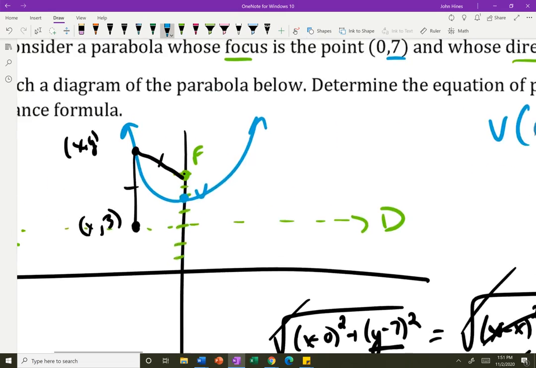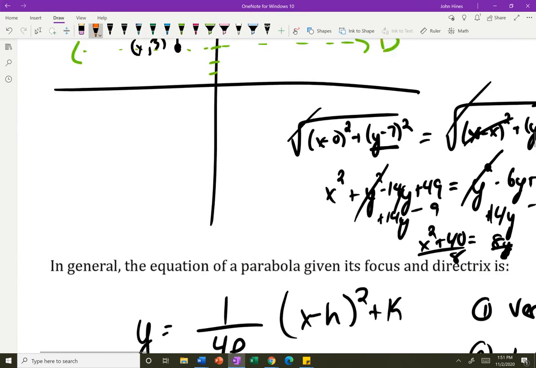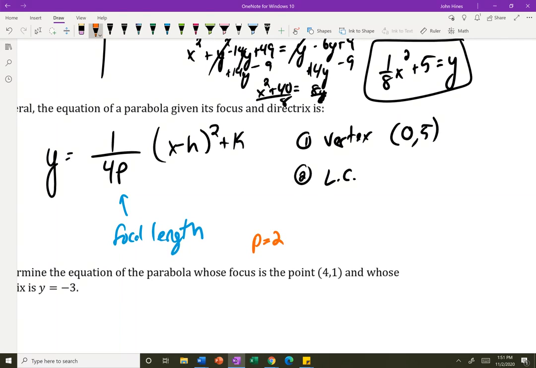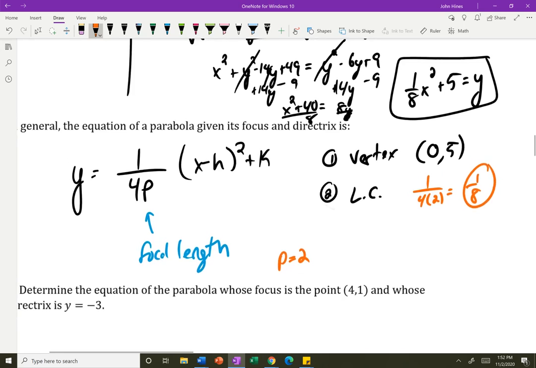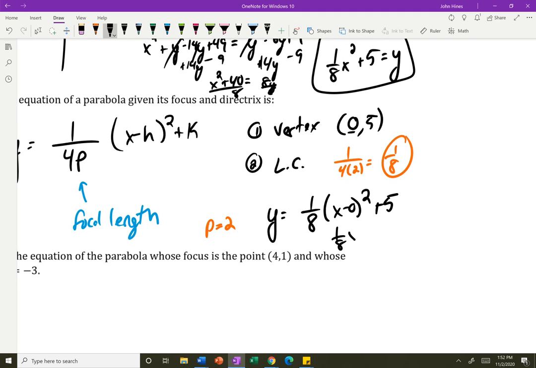The focal length is how far apart the focus is from the vertex. Well, in this case, it's 2. So p equals 2 in my case here. The way that you get the leading coefficient is you multiply it by 4 and then flip it. So 2 times 4 is 8, and I end up getting 1/8. So my parabola is y equals 1 over 8, and then the vertex. I don't need to go left or right at all: (x minus 0) squared, up 5. Well, x minus 0 is just x squared, which is the exact same answer we got up above.